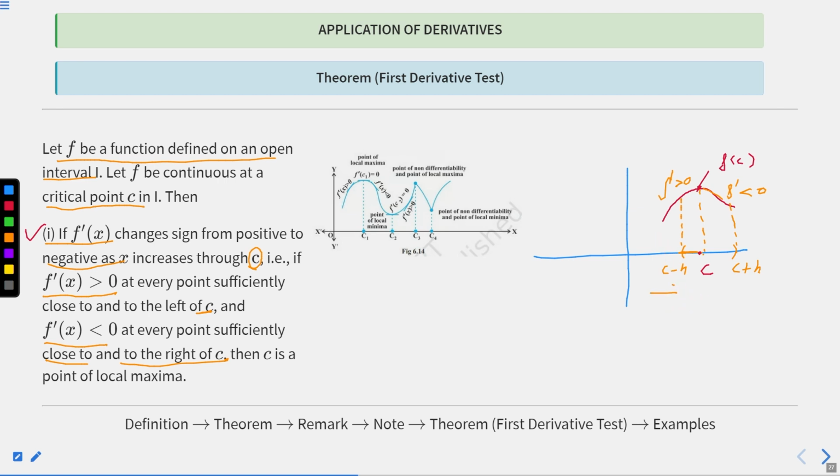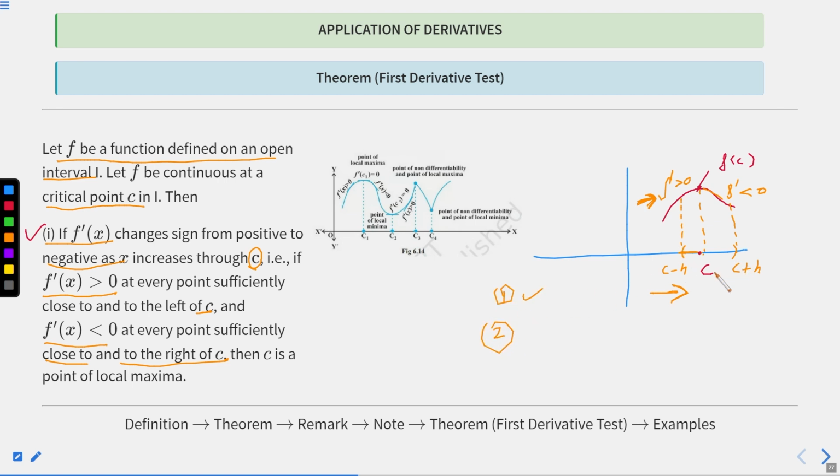Okay, if you move left to right towards C and f prime is positive, if these two conditions are satisfied, then okay, clear? This is the first condition.